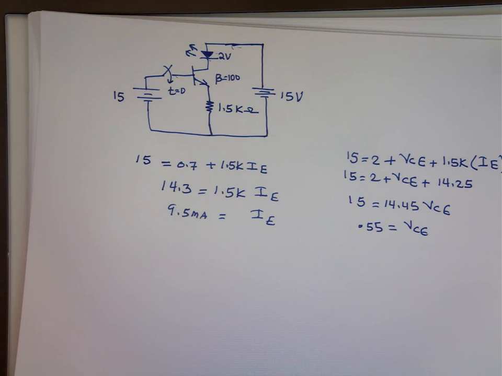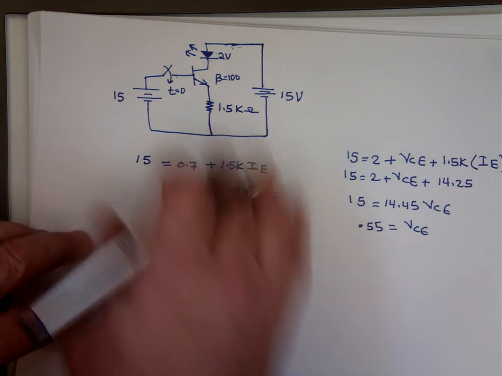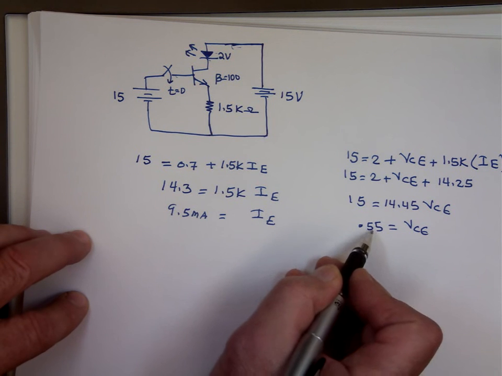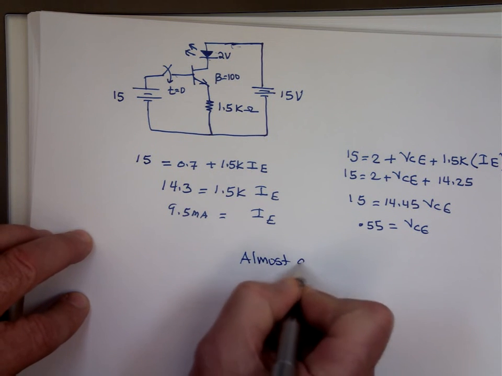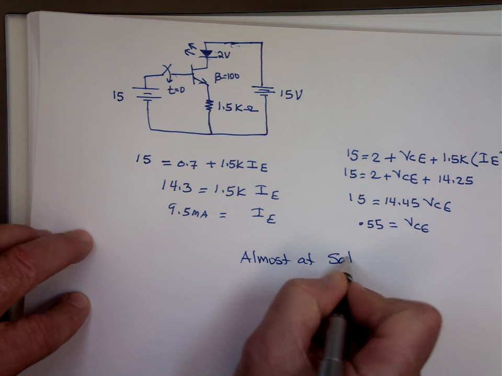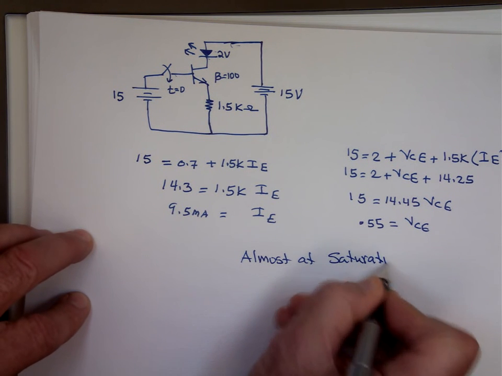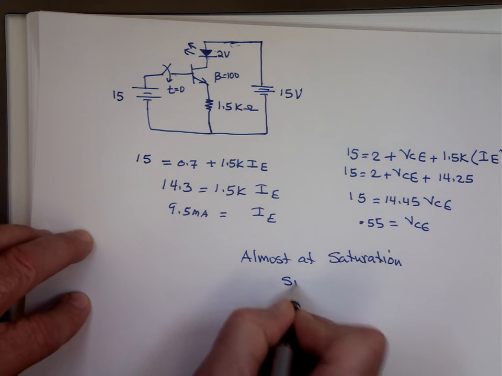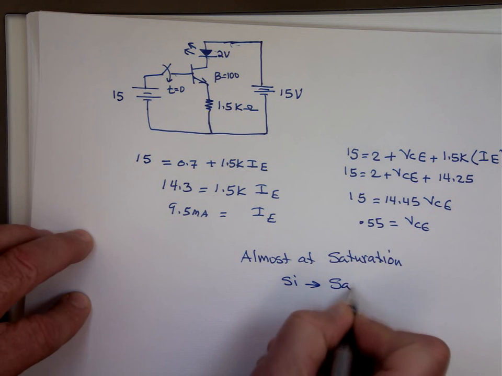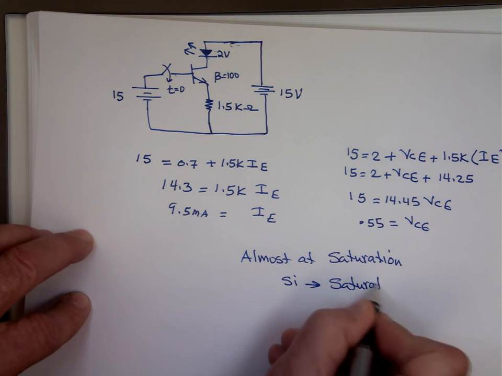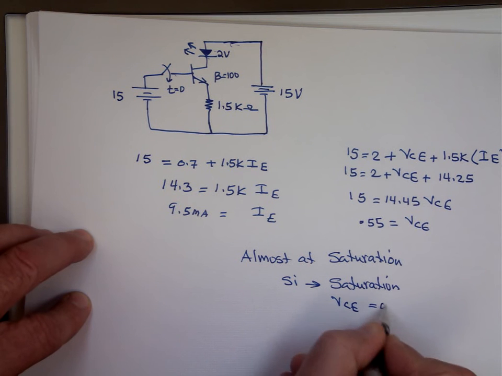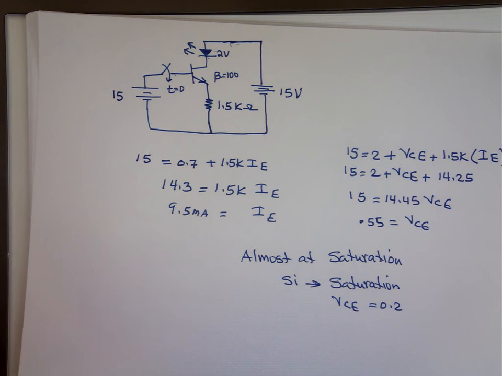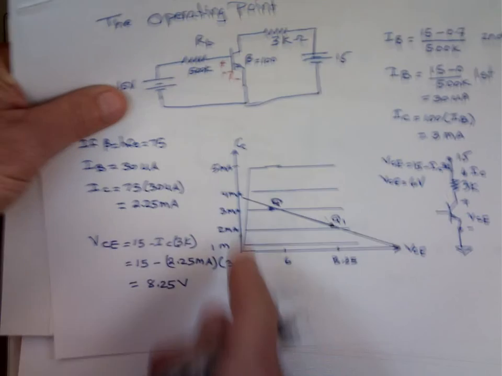You're almost at this point, notice that number is so small, almost at saturation. For a silicon transistor, Si transistor, for saturation, VCE is almost 0.2 volts. So you're not that far from it. If you go back to the first example we drew here, you're working right there at the edge of that, somewhere right there. VCE is very small.